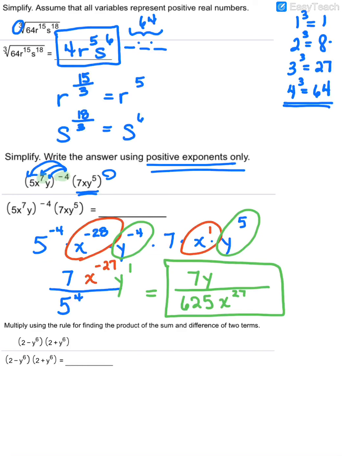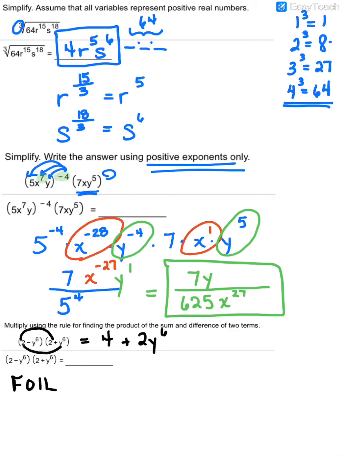Okay, with this next problem, we are going to multiply using the rule for finding the product of the sum and difference of 2 terms. I like to think of FOIL, where you take first term times first term. So 2 times 2 would be 4. And then the O in FOIL, so F-O-I-L, the O stands for outside. So 2 times y to the 6th would give me 2y to the 6th.